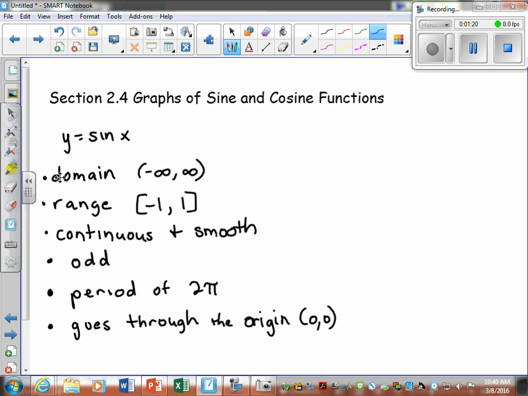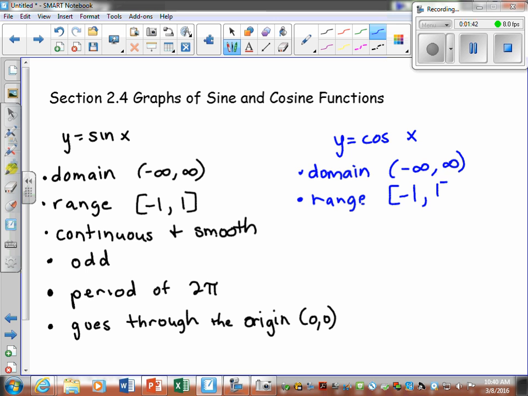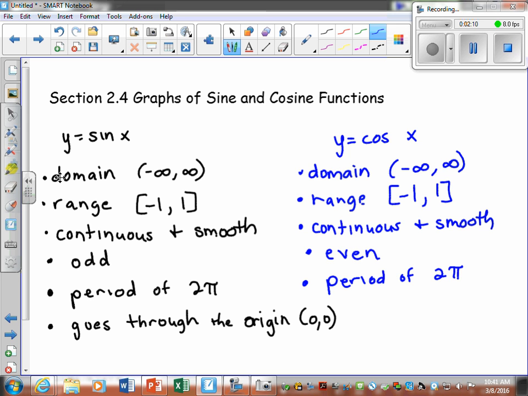Okay, let's come over here and also talk about cosine of x. And we'll remember some of those properties. So the domain of cosine of x was what? Negative infinity to positive infinity. Good. The range is the same. Smooth and continuous. This is the main difference, this one's an even property. And so we talked about the even properties in the last lesson. It also has a period of 2 pi. And this one goes through the ordered pair 0, 1.